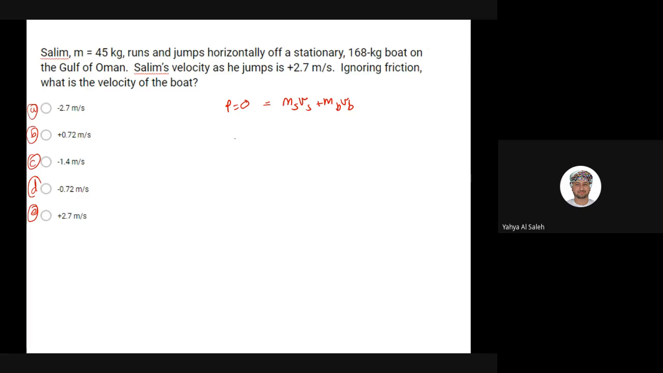So m Salem, 45 times 2.7, divided by the mass of the boat, is equal to minus 0.72 meters per second, and it has to be in the opposite direction so that the momentum is conserved. If Salem's velocity is positive, this needs to be negative. The number is still the same for B and D, but the direction is different, and the direction is very, very important.